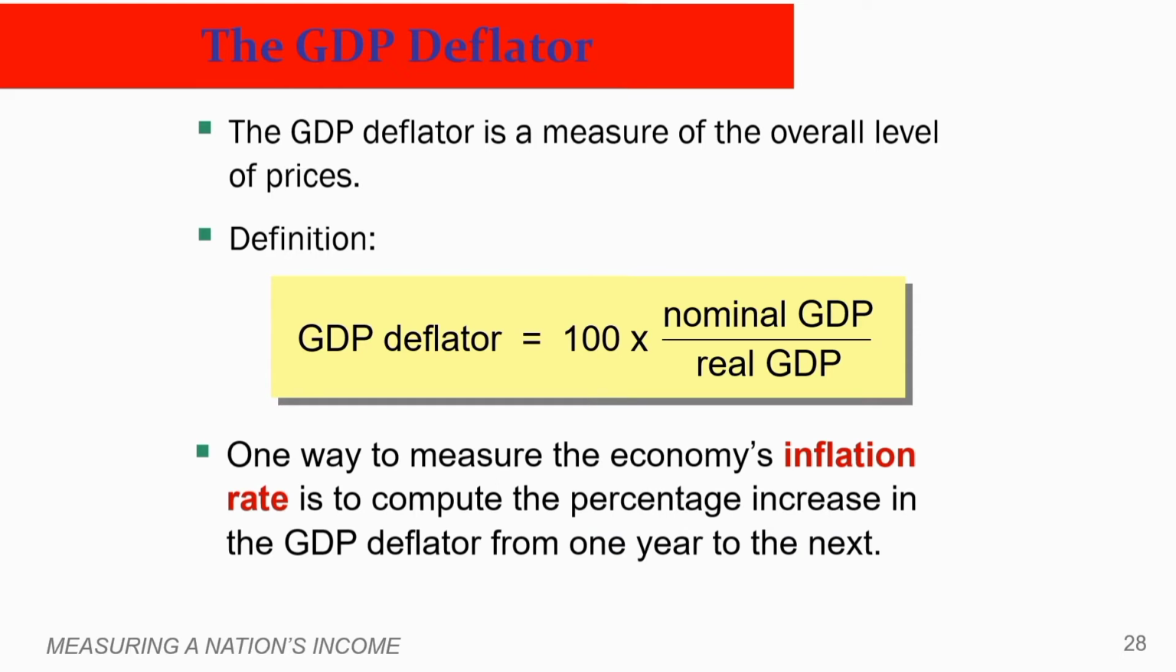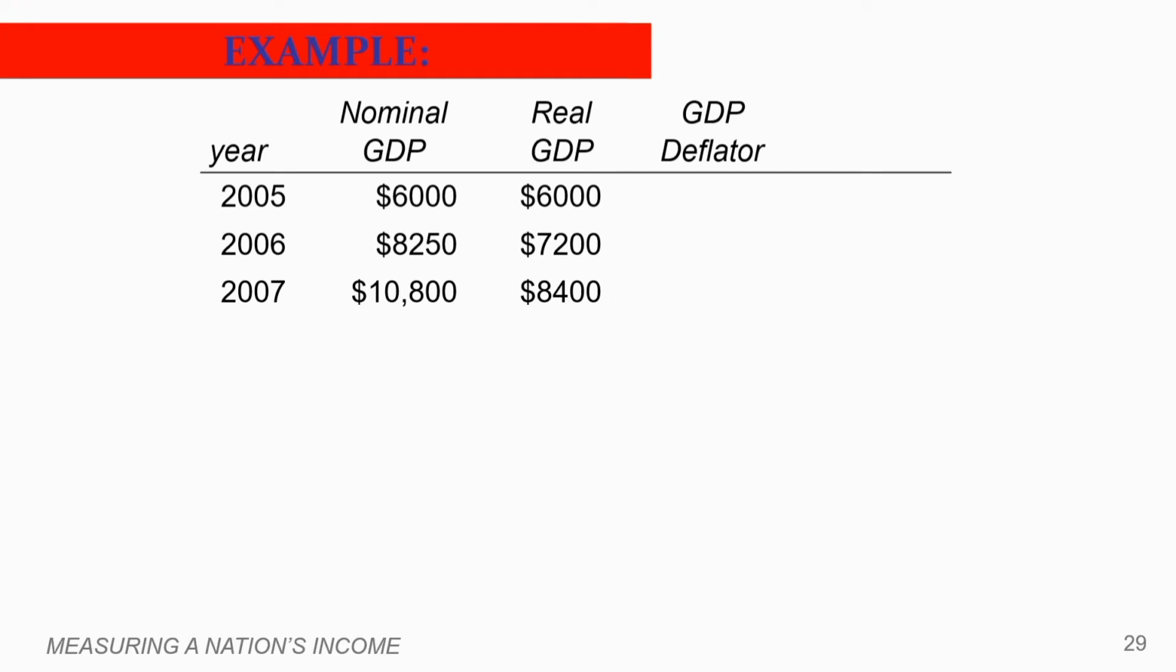One way to measure the economy's inflation rate is to compute the percentage increase in the GDP deflator from one year to the next. So, we can use GDP deflator to compute inflation rate. How to compute GDP deflator? Using the same example, we will use this information to calculate GDP deflator.